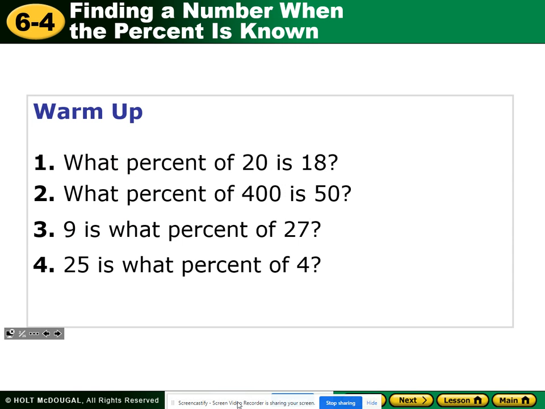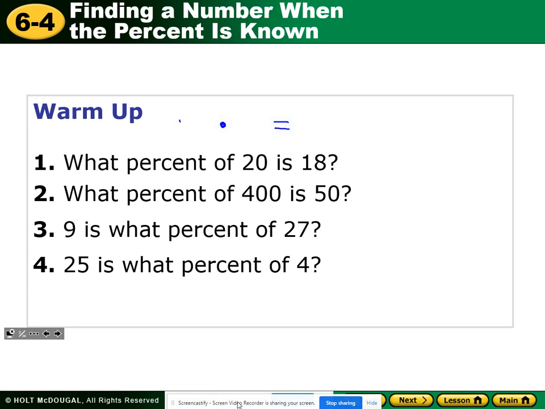Now, what percent of 20 is 18? I'm going to use what I know. Is an equal, right? We said that. Of is a what, Haley? Multiplication, right? Do we know the percent? So what can we represent that with?